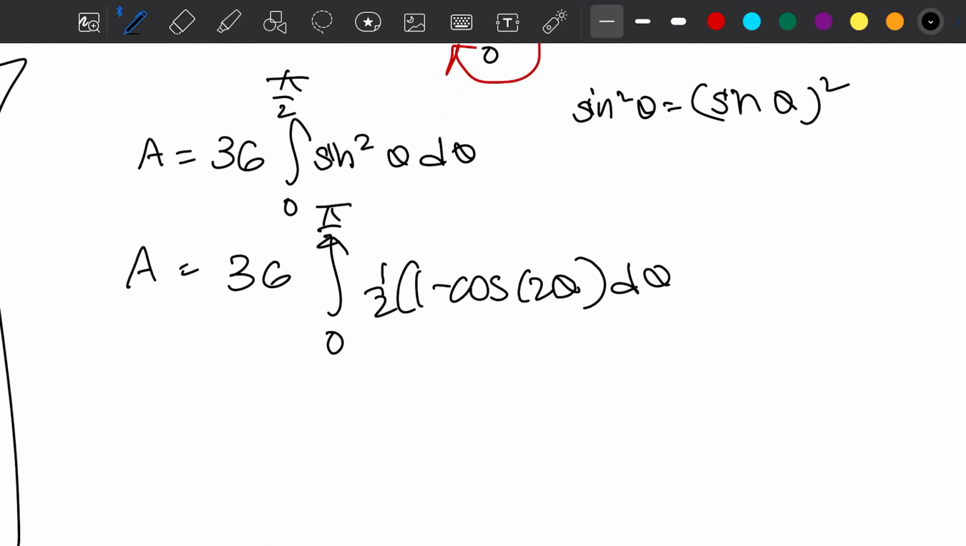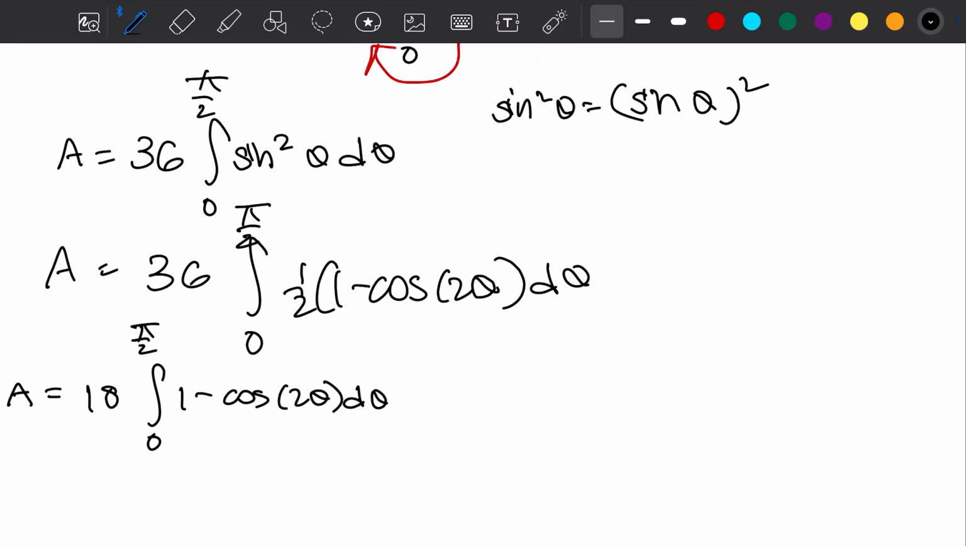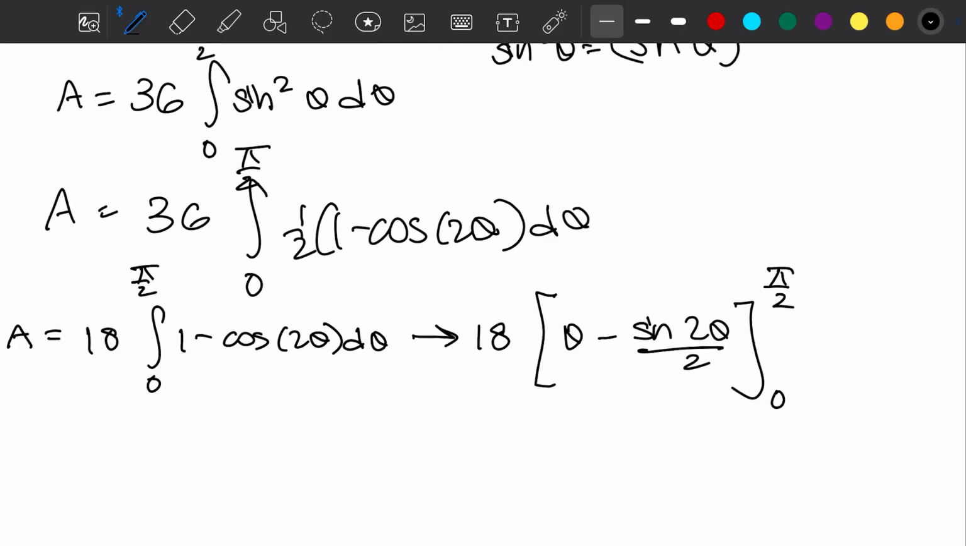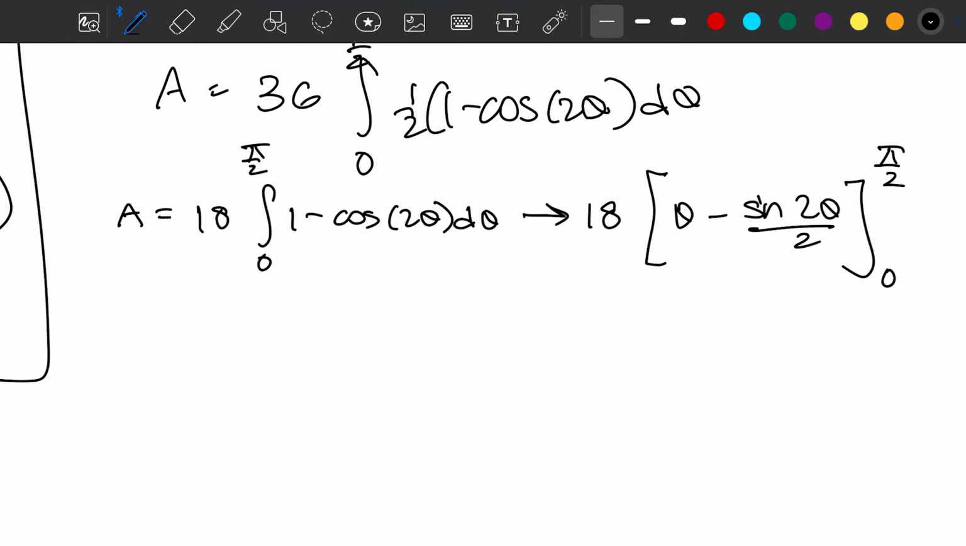And then you can bring this out. You're going to have A equals 18 times the integral from 0 to pi over 2 of (1 minus cosine 2 theta) d theta. Now what this becomes is 18 times, if you integrate 1, that's going to be theta, because when you take the derivative, that's just 1, minus sine 2 theta divided by 2, evaluated from 0 to pi over 2. And then from there on out, plug it in.